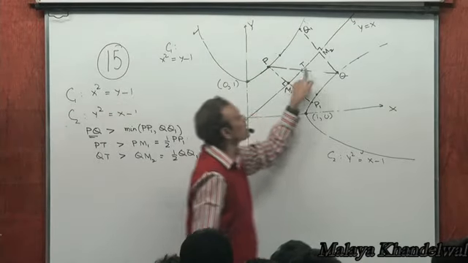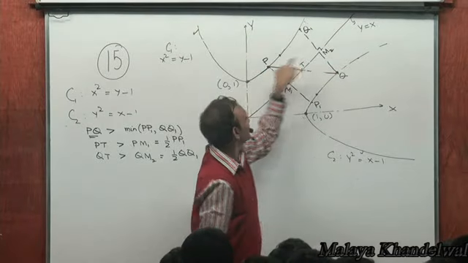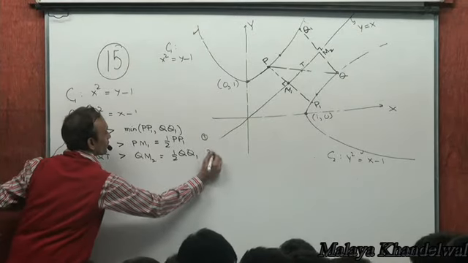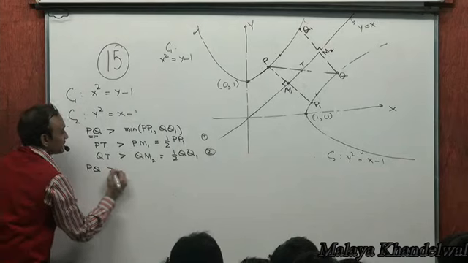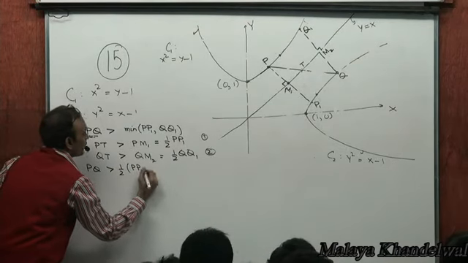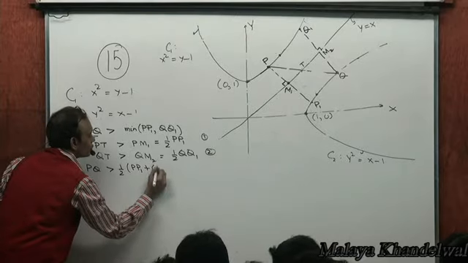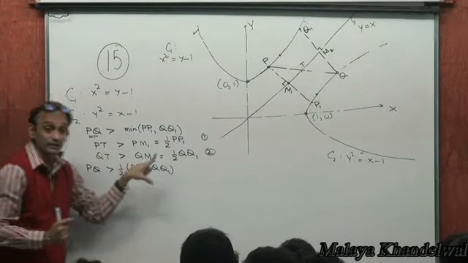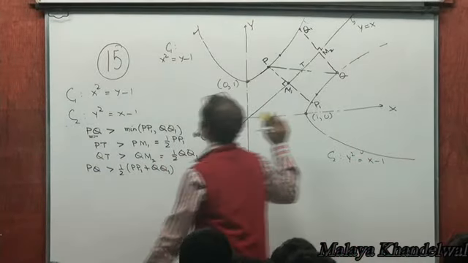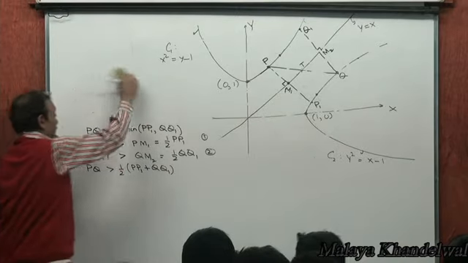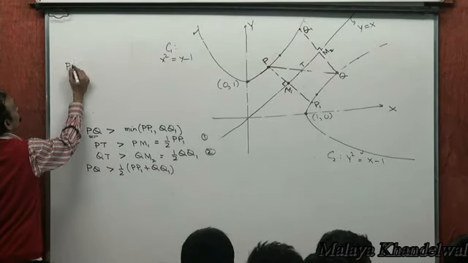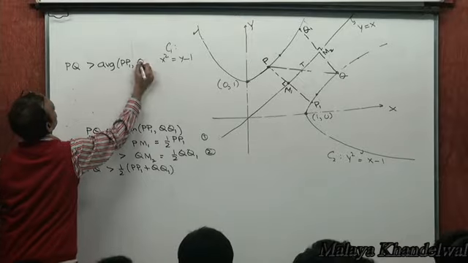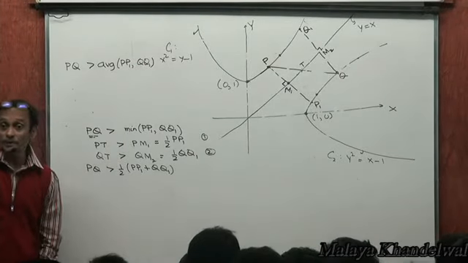Let me add these two. PT plus QT is PQ, right? Adding these two, PQ is greater than half of PP1 plus QQ1. Therefore, PQ is greater than the average of PP1 and QQ1.